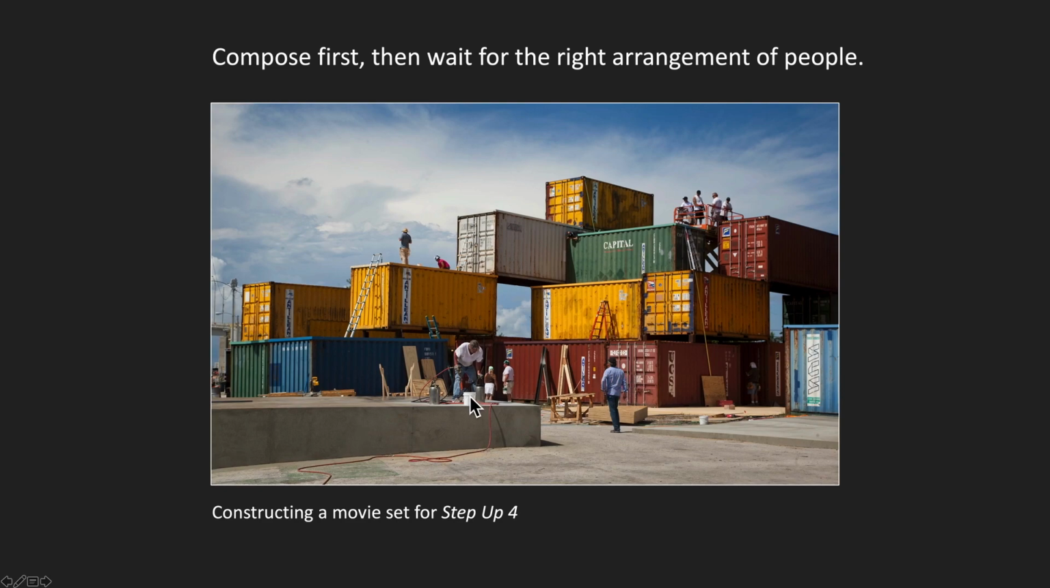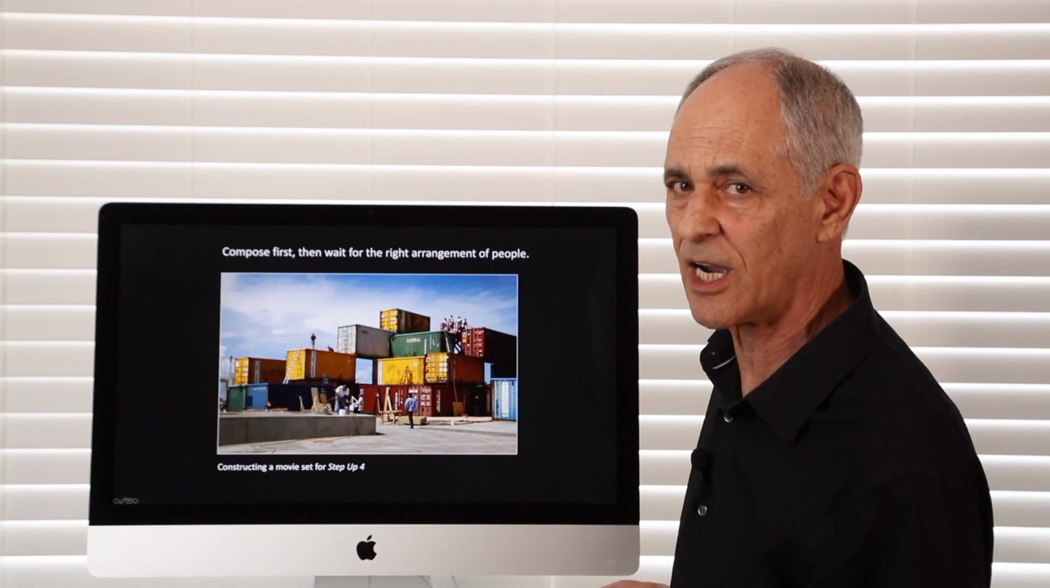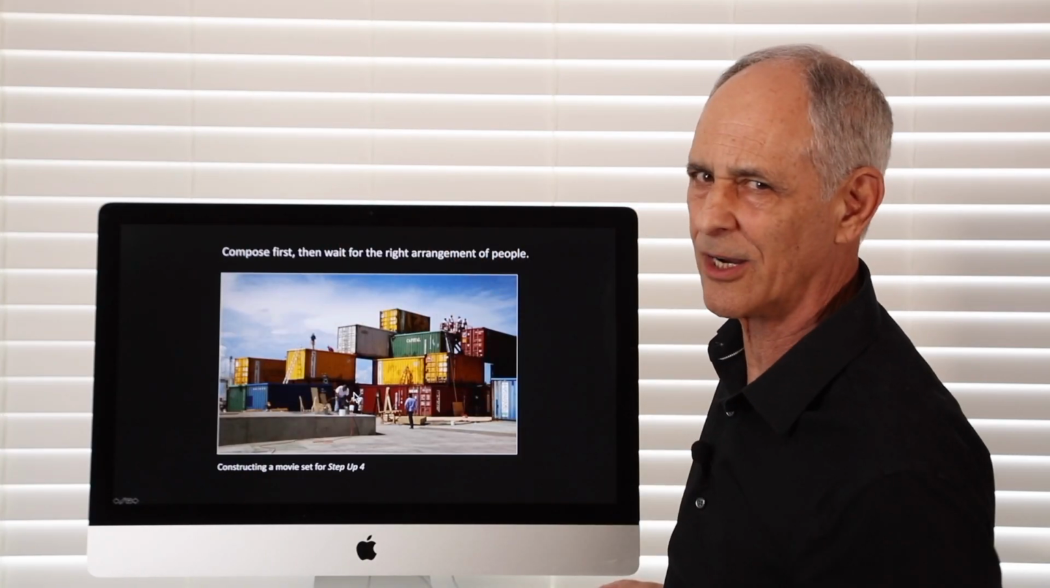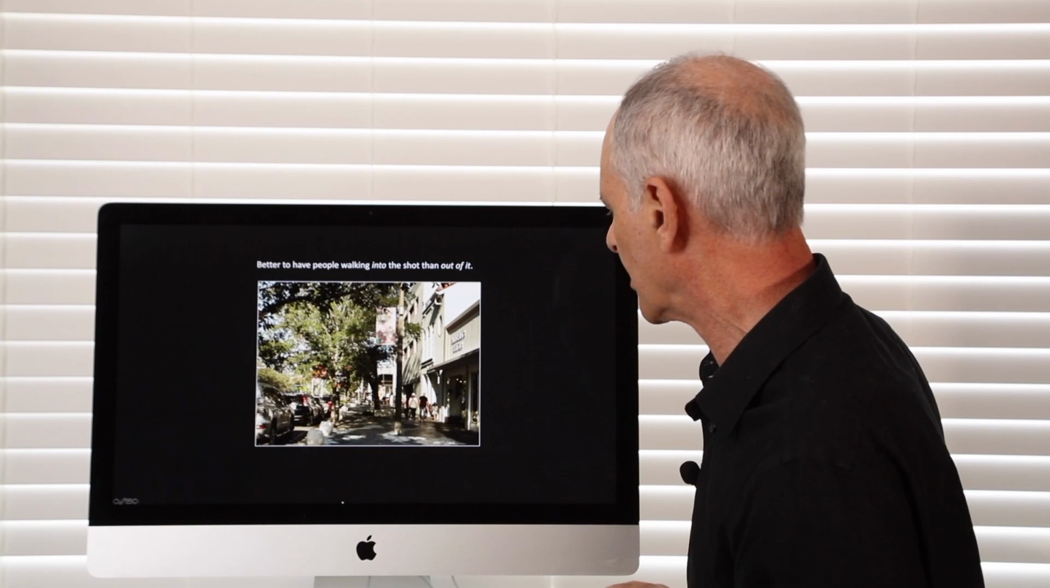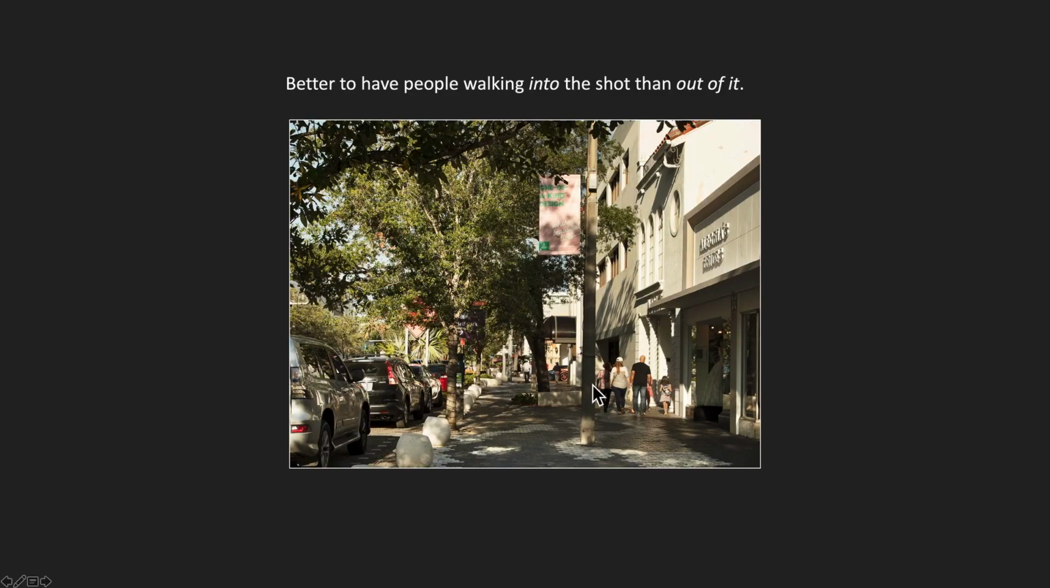And so I waited for these guys to move, because these guys are doing work. They're not going to wait around for some photographer to tell them, you go over here. They're not going to do it. If you're in a situation on a streetscape, it is always better to have the people walking into the frame rather than walking out, because your viewer is going to follow them along into the frame rather than coming off frame.